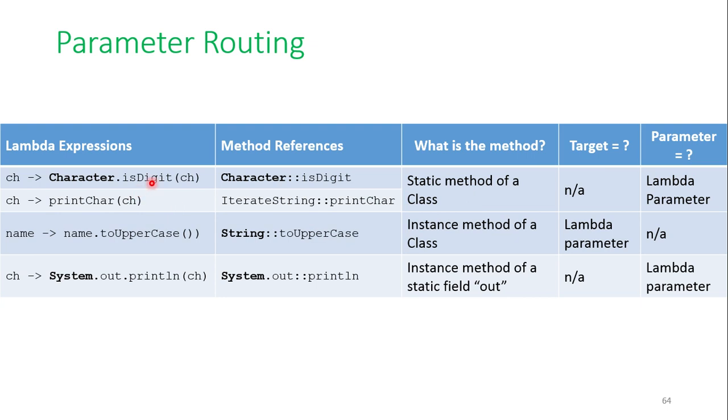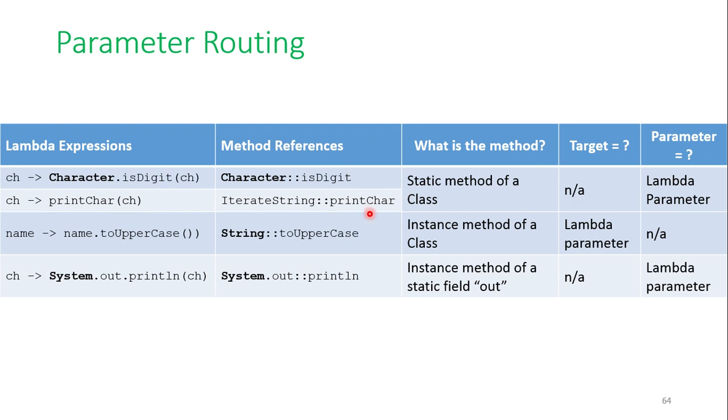The isDigit method is a static method of the Character class. The printChar method is a method that we wrote in a class that we also provided, which is named IterateString. So whether it's a library class or a class that you wrote doesn't matter. You can reference a static method of any class using the syntax name of the class, colon colon, name of the method. So in both cases, the same syntax is used.